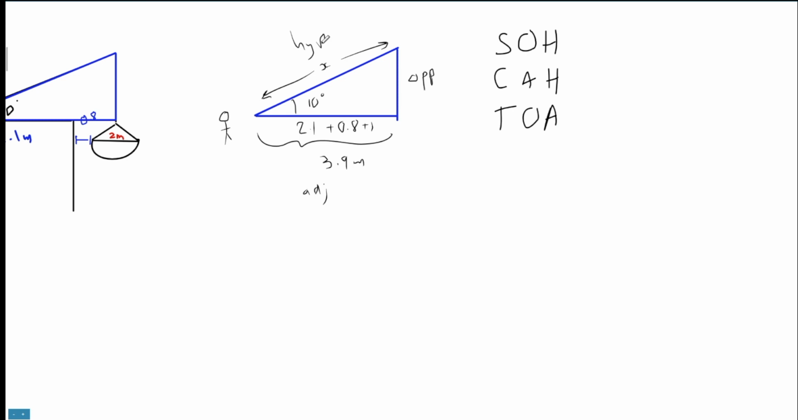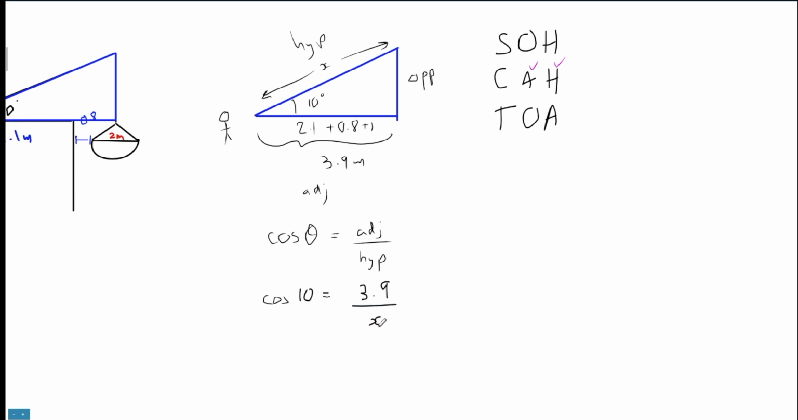Alright, let's have a look. I got the hypotenuse, which is good, and I got the adjacent, which is all of this. So hypotenuse and adjacent, that's going to be cosine. So let's write down the formula for cosine. Cosine of the angle is equal to adjacent over the hypotenuse. I know the values, I can just plug these guys in. Cosine of 10 degrees is equal to the adjacent, which is 3.9, over that hypotenuse, which I don't know.